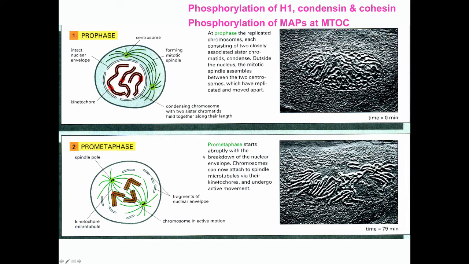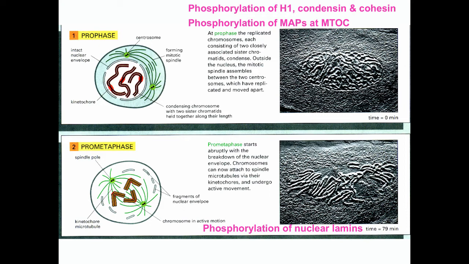Prometaphase starts abruptly with a breakdown of the nuclear envelope, and that breakdown occurs because of phosphorylation of nuclear lamins. And you may remember there are three groups of nuclear lamins: lamin A, lamin B, and lamin C, and these are on the inner face of the nuclear envelope. They help to hold the nuclear envelope together, and they also may serve as attachment sites for chromosomes during interphase, not only for DNA replication, but for transcriptional activity.